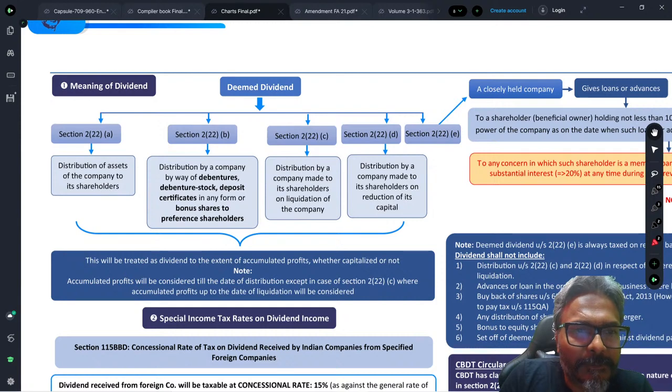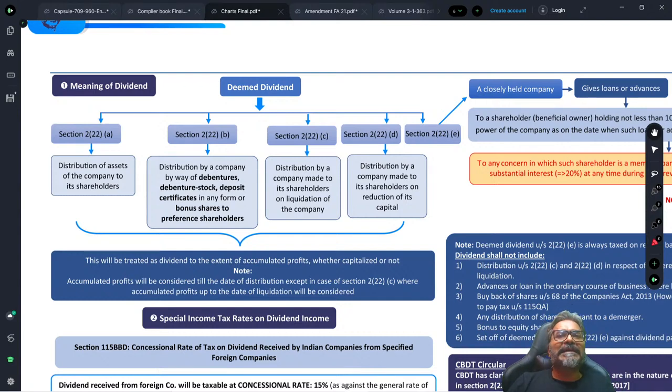The first point is about the concept of deemed dividend, students. I'll try to break it down. Whenever you have to revise dividend taxation, please break it down into two parts. The first part is the concept of deemed dividend and the special rate of tax applicable, if any, which is 115BBD. The second part is about the latest amendments of the Finance Act 2020, which we will discuss in this regard.